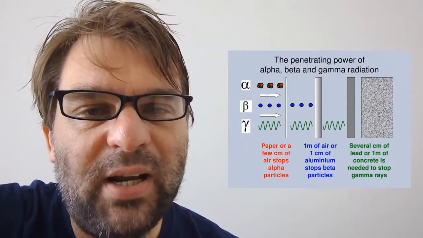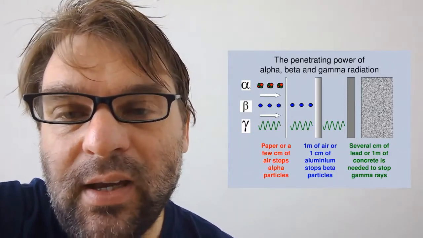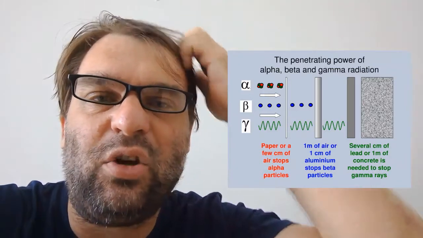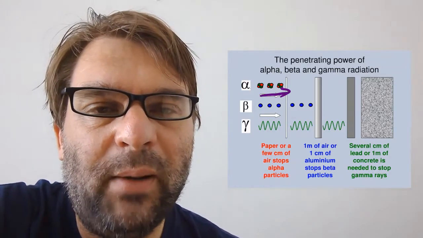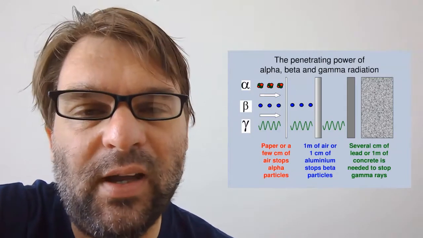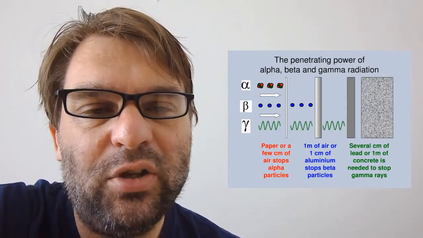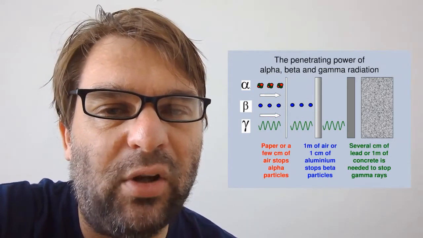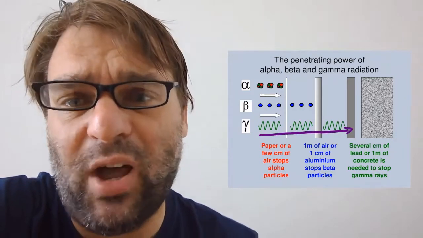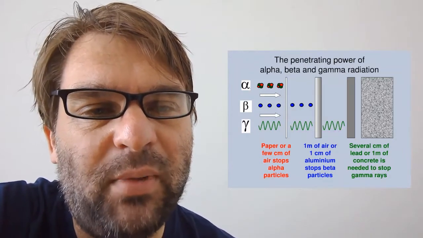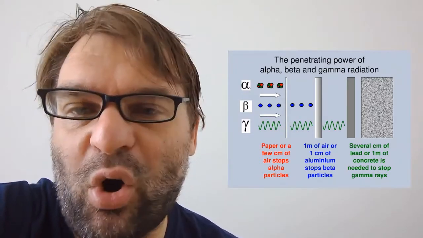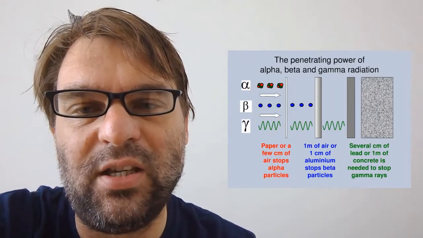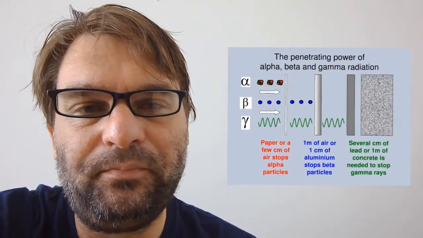In terms of their penetrating power, alpha particles are quite slow moving. They're quite heavy, so they don't move that much. They get stopped by a few centimeters of air or a piece of paper. Beta particles are high-speed electrons, so about 1 centimeter of aluminium can stop a beta particle. And gamma rays have very high energy. They move at the speed of light, in fact, so it takes several centimeters of lead or about 1 meter of concrete to stop them. They're the most dangerous in a sense because they can travel and penetrate great distances.